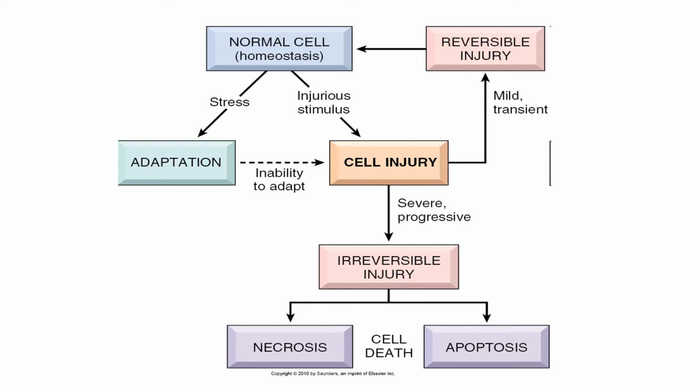So a normal cell, if it تعرضت لstress, it will undergo adaptations. If the cell is unable to adapt, it will undergo changes into cell injury. And the cell injury can be mild and transient, which we call reversible injury, and the cell goes back to normal, or it can be severe and progressive, where the cell will die and goes to the irreversible injury, which can be of necrosis or apoptosis.